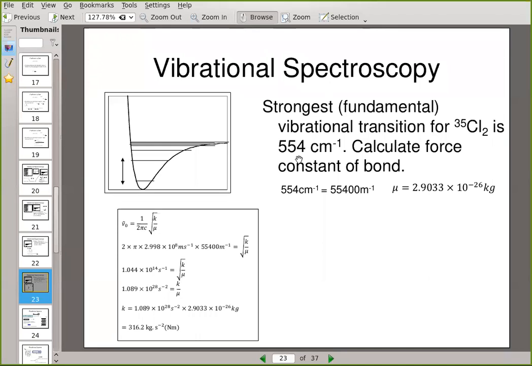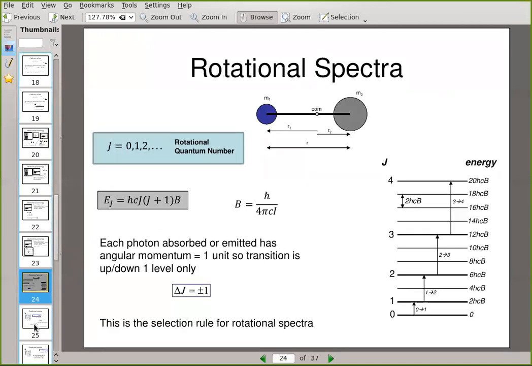The second problem I wanted to do today is to have a look at a rotational spectrum and see if we can calculate a bond length from rotational spectroscopy. Okay, any questions so far? Just interrupt me if you have a question, or just type it in on the group chat. I've got half an eye on that at the moment.